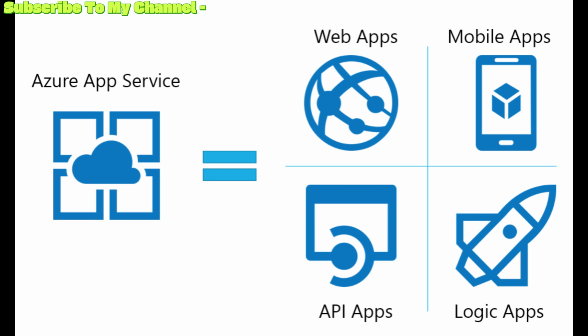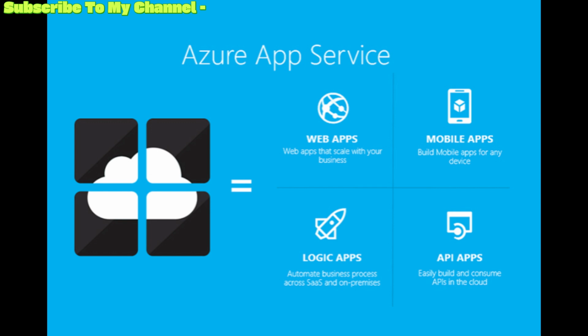Key features: managed hosting, automatic OS patching, load balancing, and high availability. Scaling supports vertical, scale-up, and horizontal, scale-out, scaling. Auto-scaling based on metrics like CPU, memory, or HTTP queue length. Deployment options: Git, GitHub Actions, Azure DevOps, FTP, zip deployment, or container-based deployment using Docker or Azure Container Registry.